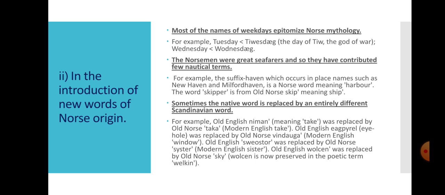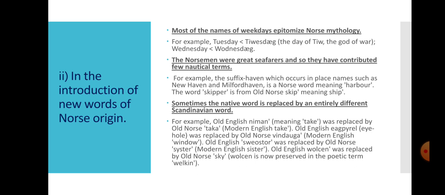Then there are native words replaced by an entirely different Scandinavian word. So many native words were replaced by Scandinavian words. Example: Old English niman, meaning take, was replaced by Old Norse taka, modern English take. It's still in our vocabulary. Old English pyrel, that means eye hole, was replaced by Old Norse vindauga, which later modified into window, and it still exists in our vocabulary.